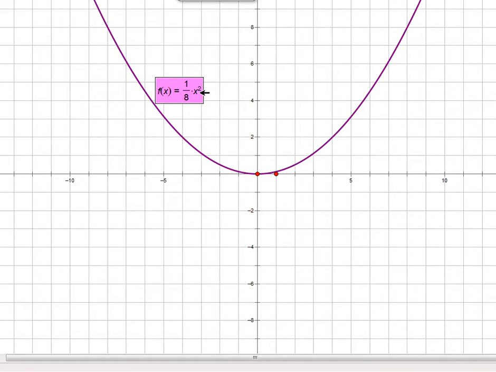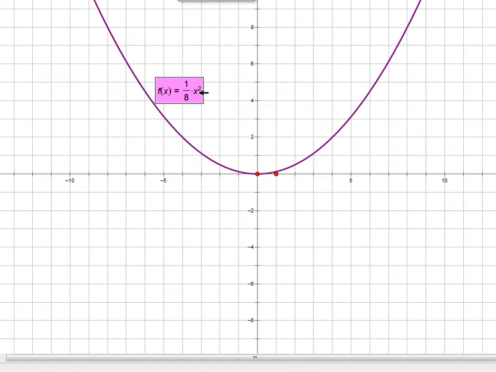So the number in front of x squared controls how fat or how skinny the parabola is, okay? If the number is bigger than 1, the parabola will become what? Skinnier, smaller, yeah, thinner. If the number is between 0 and 1, a fraction between 0 and 1, what happens to the parabola? It gets fatter than normal, okay?